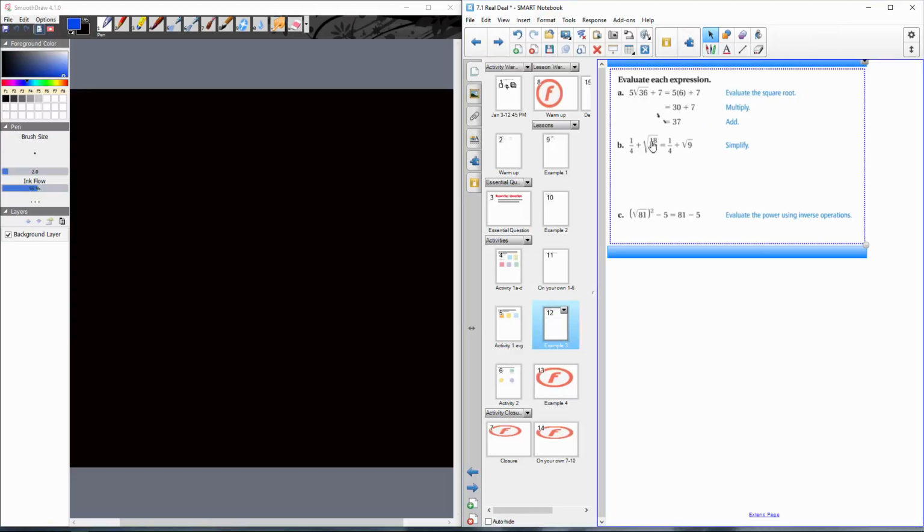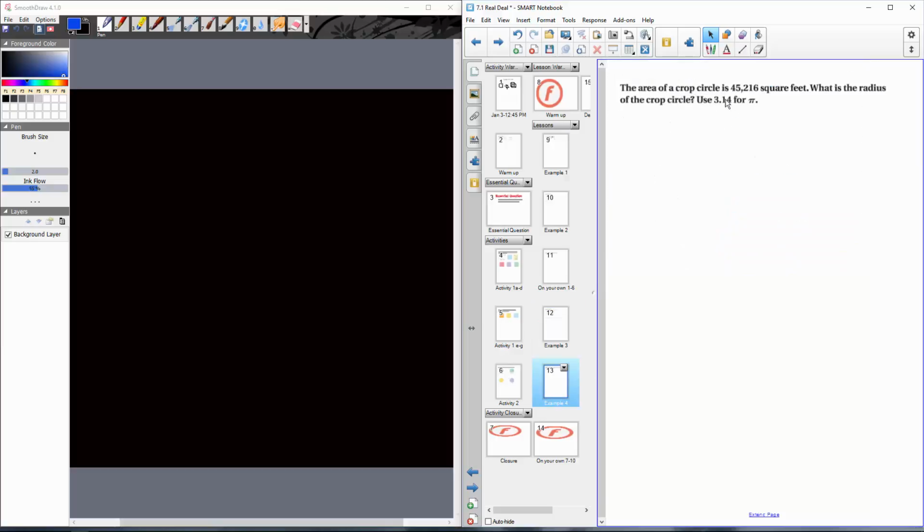This one here, I have to do the square root first of all, and 18 divided by 2 is just 9. That's where this comes from. And the square root of 9 is 3. So I basically have 3 plus 1/4, which is 3 1/4. And then finally this one here, the square root and this squared cancel out. So I have 81 minus 5, and that's why I have 81 minus 5 here. And if I subtract those, I'm going to get 76.